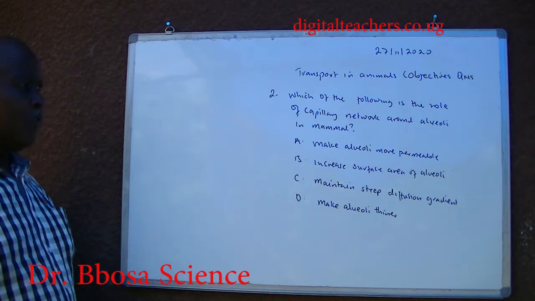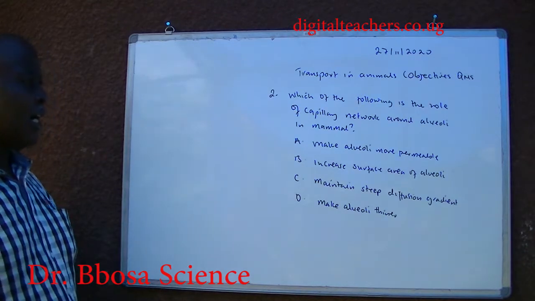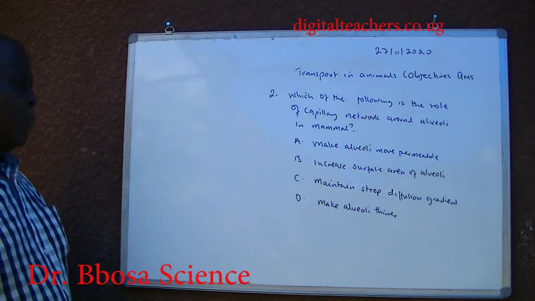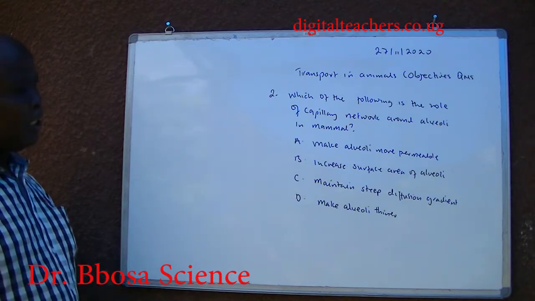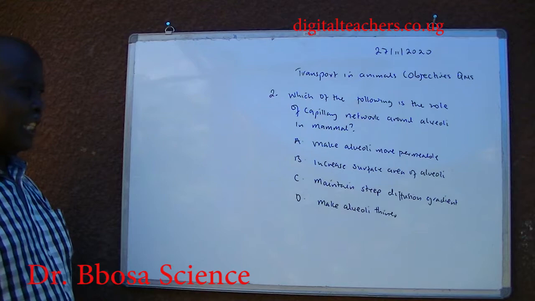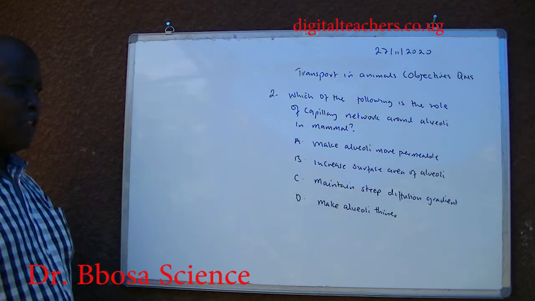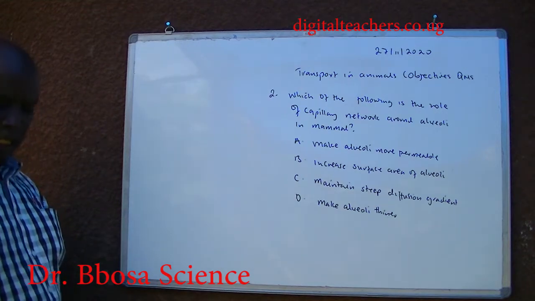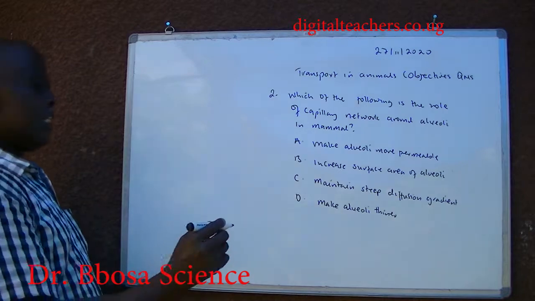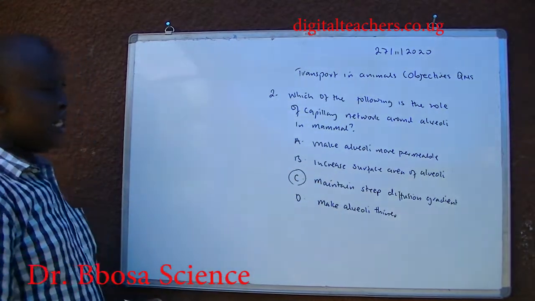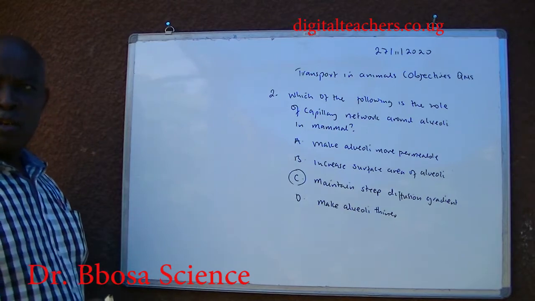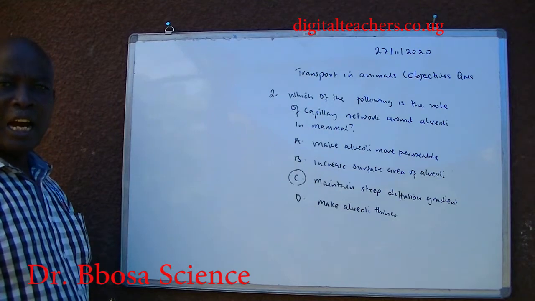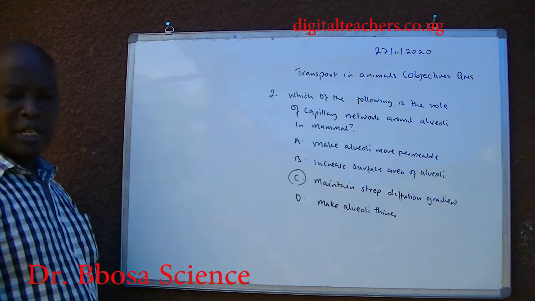Number 2, which of the following is the role of capillary network around alveoli in a mammal? A. Make alveoli more permeable. B. Increase surface area of alveoli. C. Maintain steep diffusion gradient. D. Make alveoli thinner. You can pause and answer. The answer is C. Maintain steep diffusion gradient by supplying the oxygenated blood and carrying away oxygenated blood.